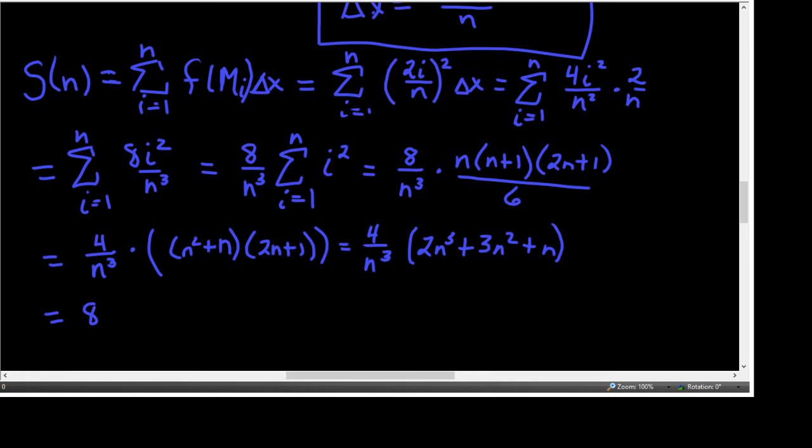Oh, bother. I'm sorry, I dropped a 3. 8 divided by 6 is 4/3. Let me go back and put that 3 back in where it should have been. My apologies. And of course, this is not 8, it's 8/3. There we go. Plus then that'll be 4 over n plus 4 over 3n squared, which is the upper sum.